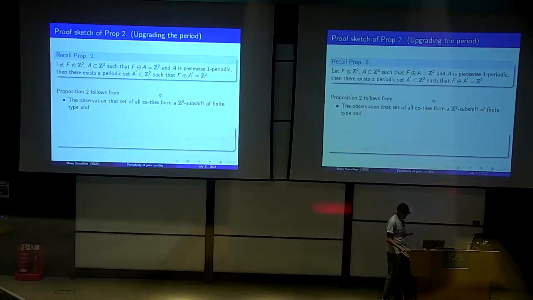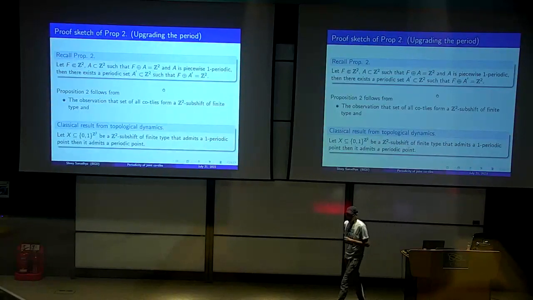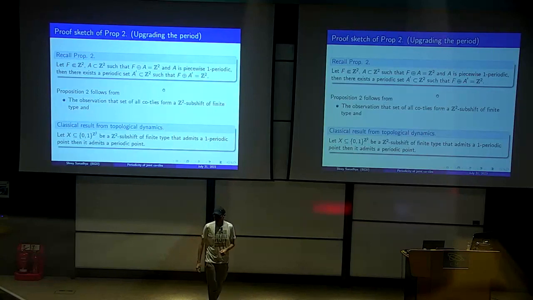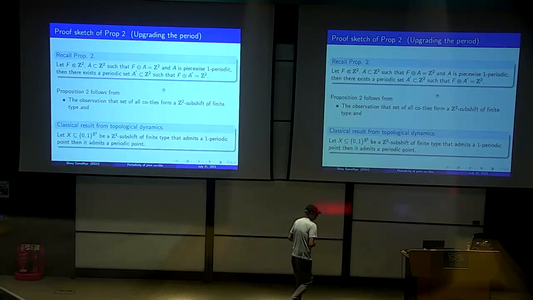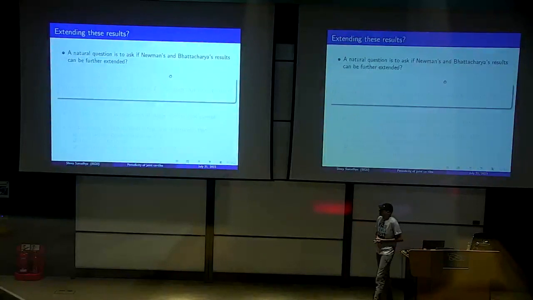And this next theorem is the theorem 3.1 that has been talked about so many times. Here is the ergodic theoretic, or topological, version of it: if you have a Z2 shift of finite type that admits one periodic point, then it also admits two periodic points. It's just a topological dynamics version of it. And this helps us to upgrade the period to two periods.